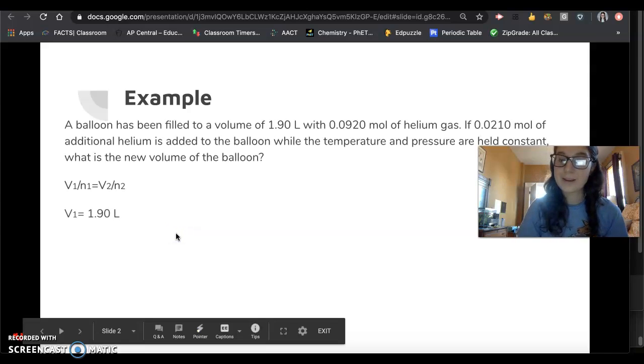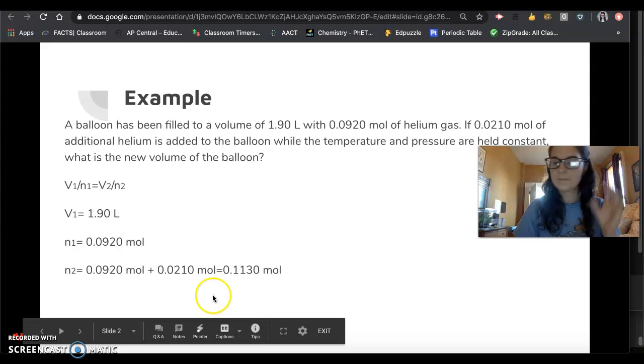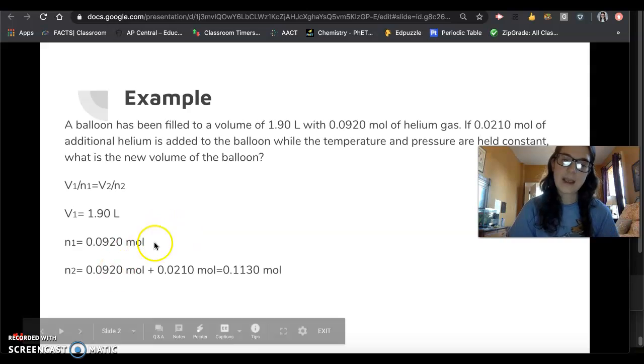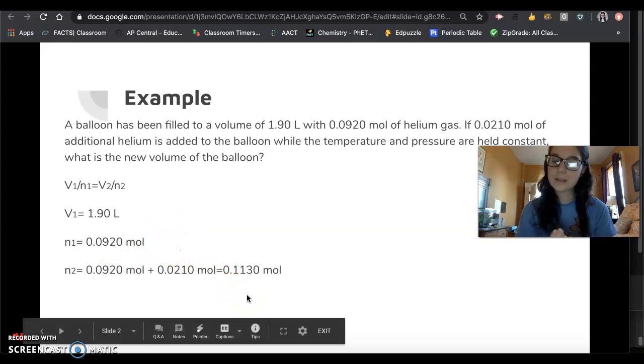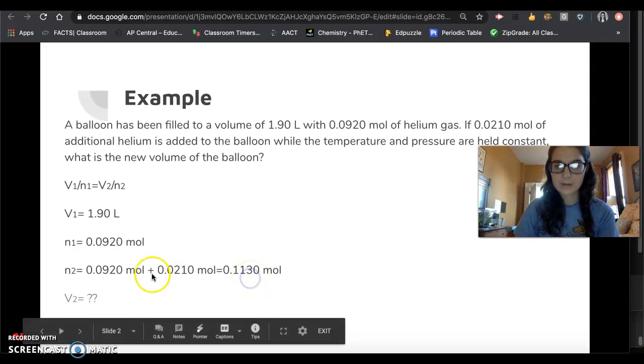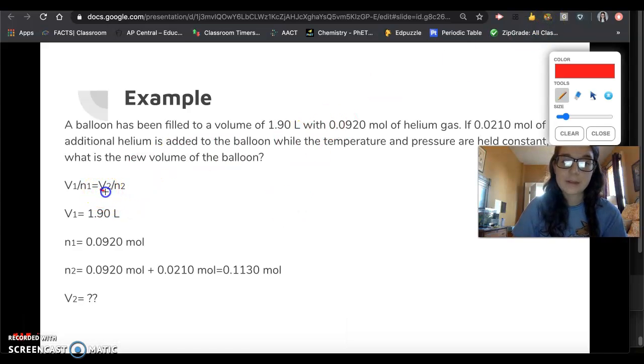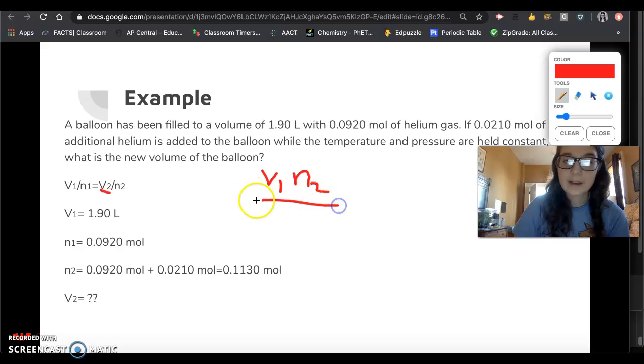Our initial volume is 1.9 liters. Initial moles is 0.092 moles. And our second number of moles, you have to be careful the way you read this, we're adding 0.021 moles. So we have to add those two together, so our final N2 number of moles is 0.1130 moles. And we are solving for V2. So once again, we can rearrange this equation so that we can solve for V2. And we get V1 times N2, second number of moles, divided by N1 equals V2.